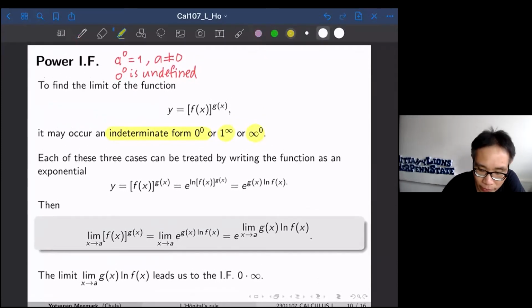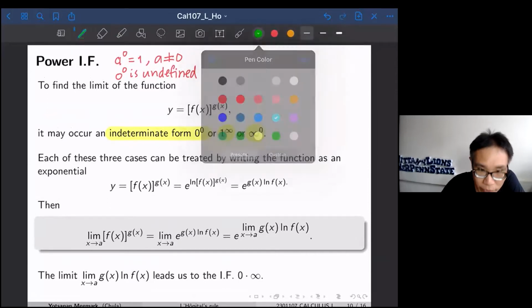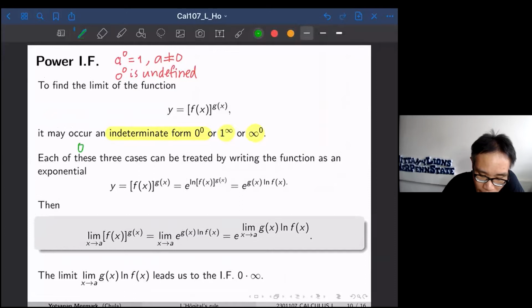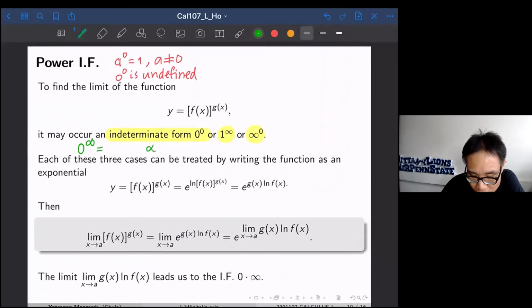You may ask me whether 0 to the infinity equals what? And infinity to the infinity should be equal to what? 0 to the 1 equals what? And 1 to the 0. Okay, let's answer these four first.